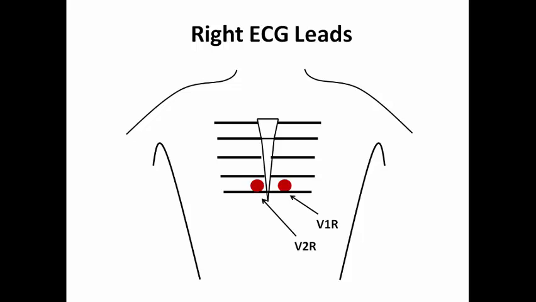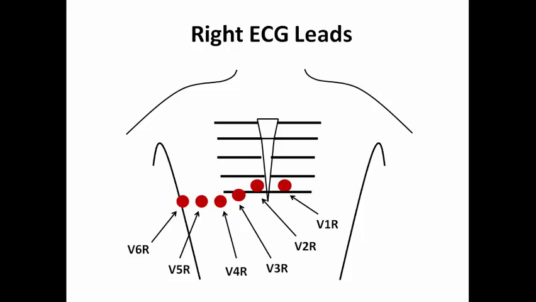We can see here the anatomical orientation. V1 is in the fourth intercostal space to the right side of the sternum, then V2 to the left side of the sternum. V3, as usual, is midway between V2 and V4, and V4 is in the fifth intercostal space at the mid-clavicular line on the right side. Then V5 is in the fifth space at the anterior axillary line, and V6 in the mid-axillary line. So the right ECG leads are the same as the left leads, but in a mirror image pattern.